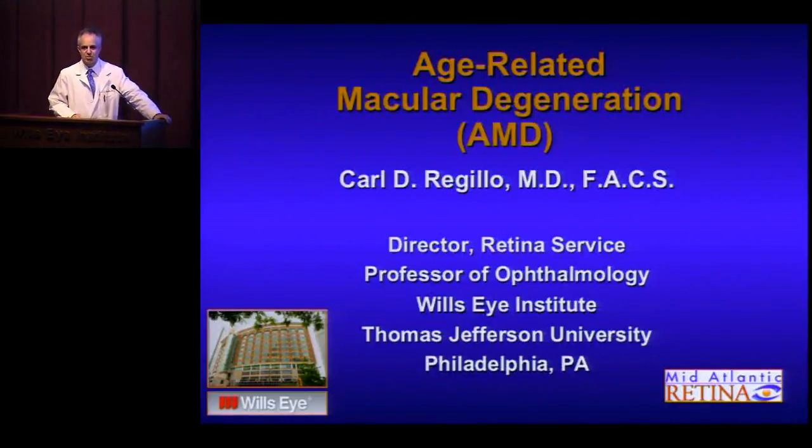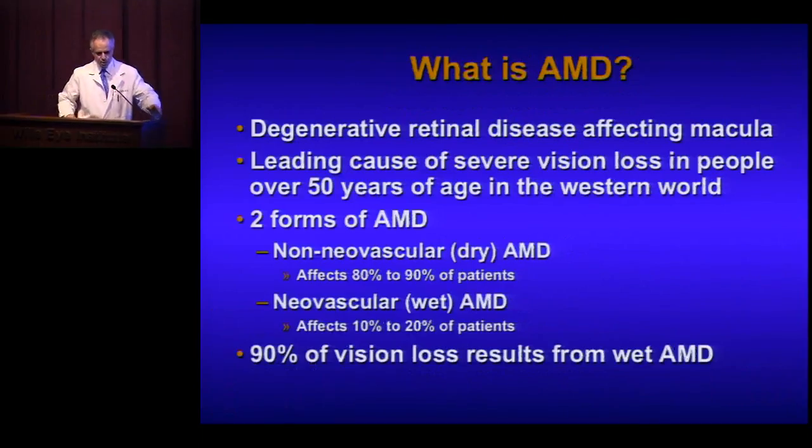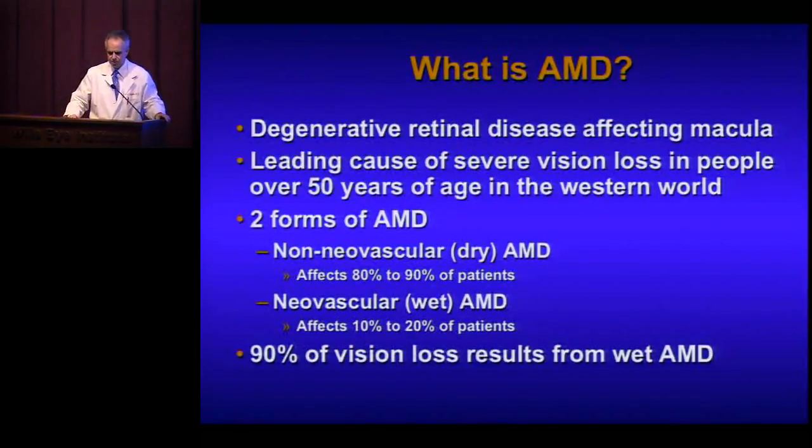Today's talk is on age-related macular degeneration, and I'm sure everyone is aware of the basics with this condition. It is by far the most common condition we deal with as a retina specialist, and I'm sure in general practice it's also commonly dealt with. It is a degenerative retinal condition, of course, affecting the macula by definition. It remains the leading cause of severe vision loss in people over the age of 50 in most developed countries.